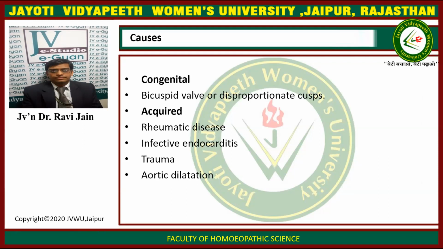Now, what are the different causes of aortic regurgitation? There are various causes, but the causes can be broadly classified into two important parts: the congenital causes and the acquired causes. Congenital causes are the causes that are right from birth, and acquired causes develop later on. The congenital causes include the bicuspid valve or disproportionate cusps. The acquired causes consist of rheumatic disease, infective endocarditis, trauma, and aortic dilatation.